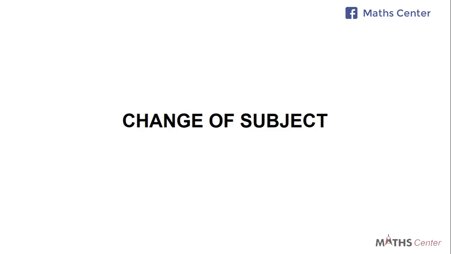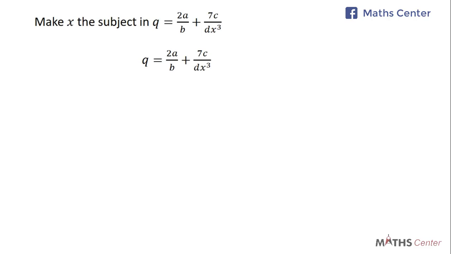In the previous video, we learned how to change the subject of equations with higher roots or higher powers. In this video, we are going to take another question on changing the subject of equations with higher roots or higher powers. Let's look at our question for this video. Make x the subject in Q is equal to 2a divided by b plus 7c divided by d x exponent 3. We have to make x the subject in this equation here.